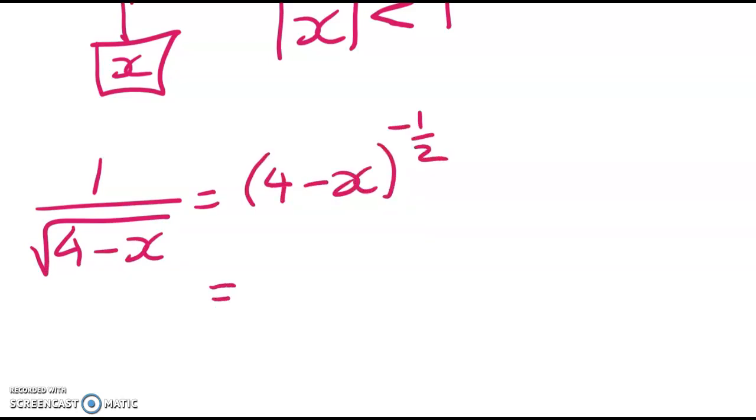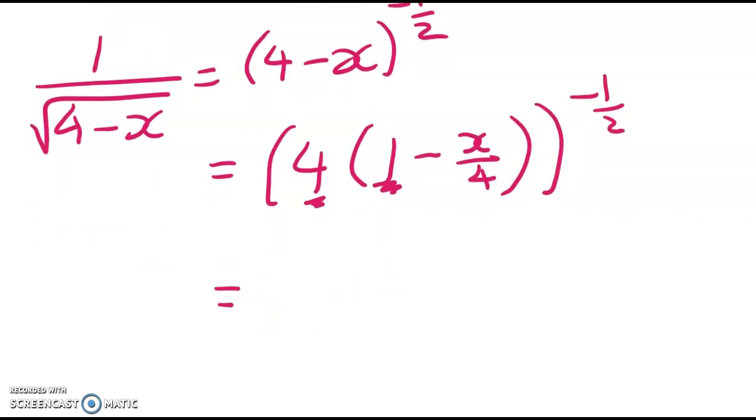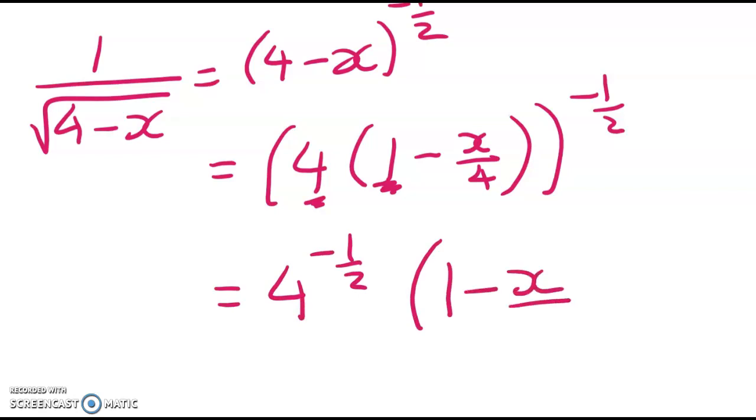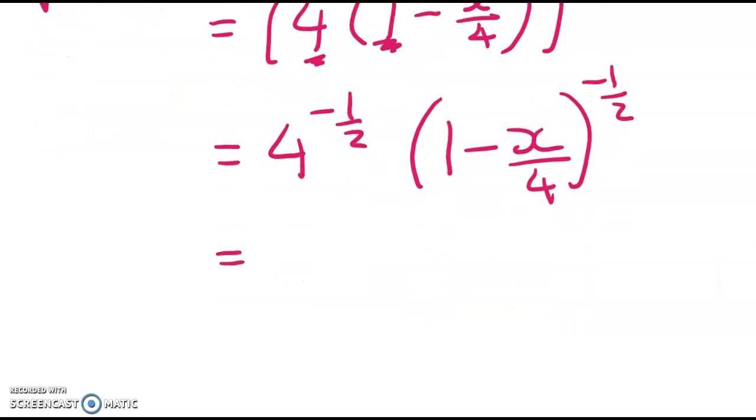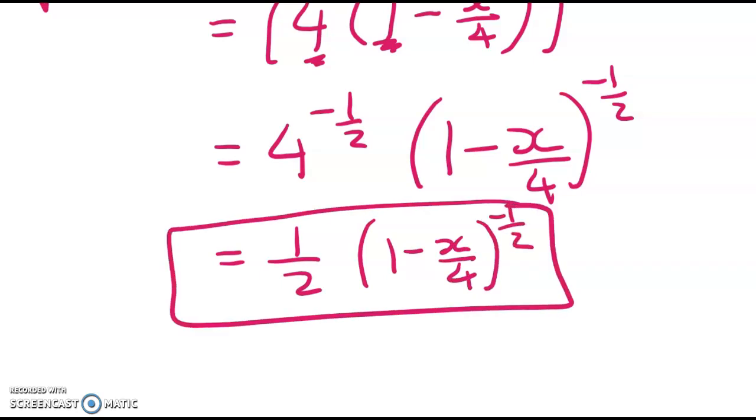So we rewrite this with a fractional power, and now we force in a factor of 1 in here, as follows, right? So we get this 1 in here, and we bring the 4 out here. And that equals 4 to the power of negative a half times 1 minus x on 4 to the power of negative a half, which gives me 1 half times this. Okay, so we're done as required.